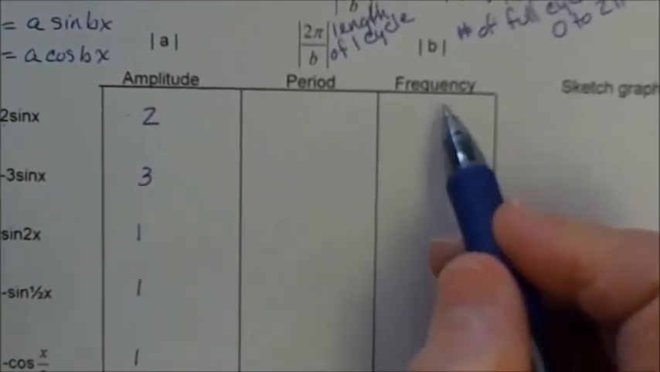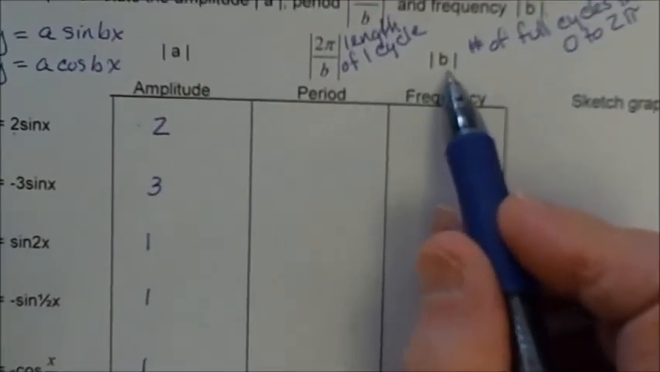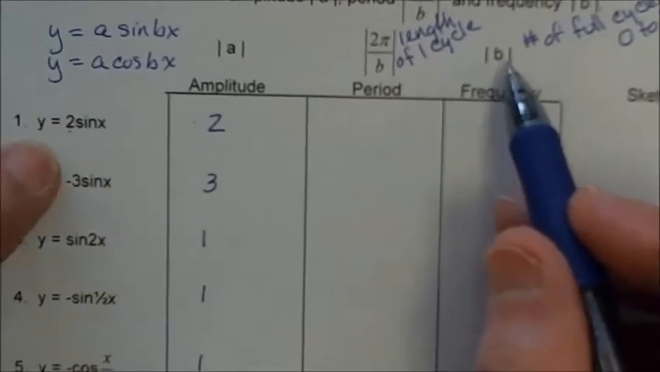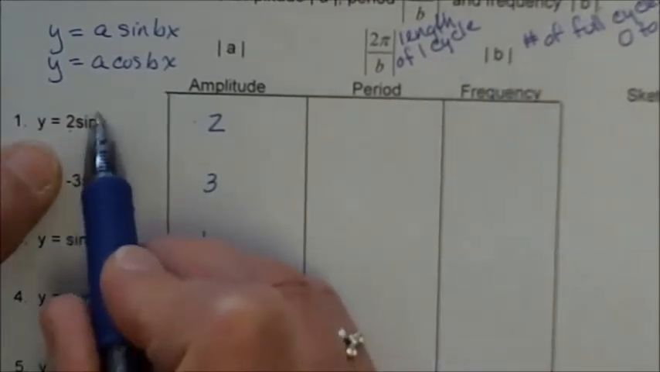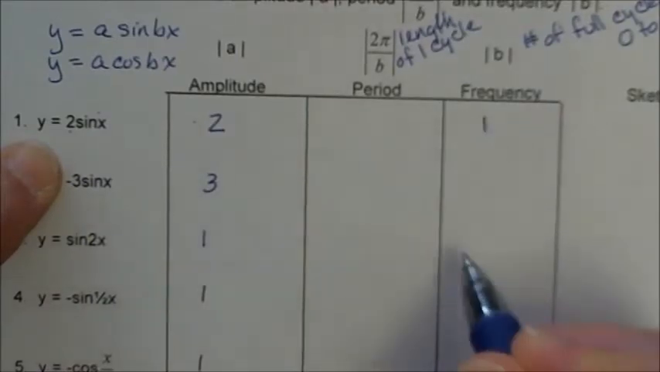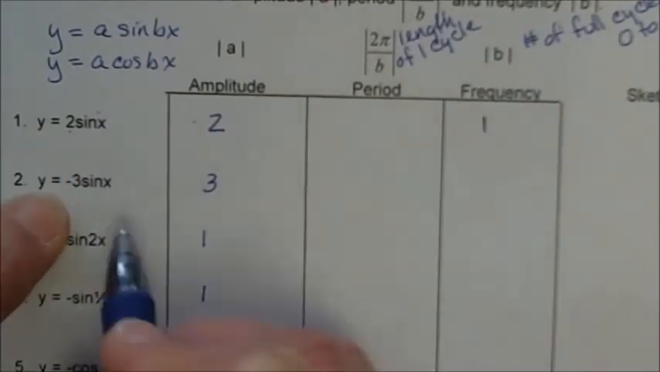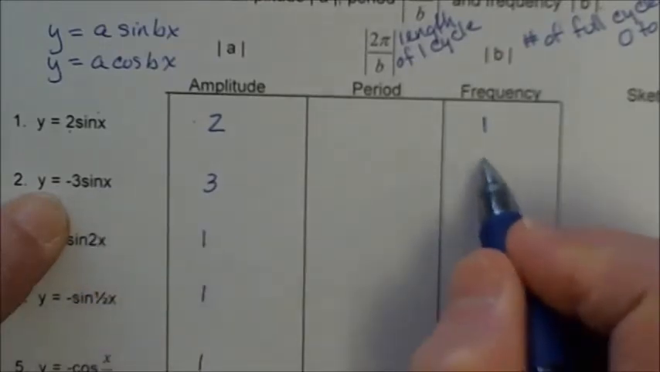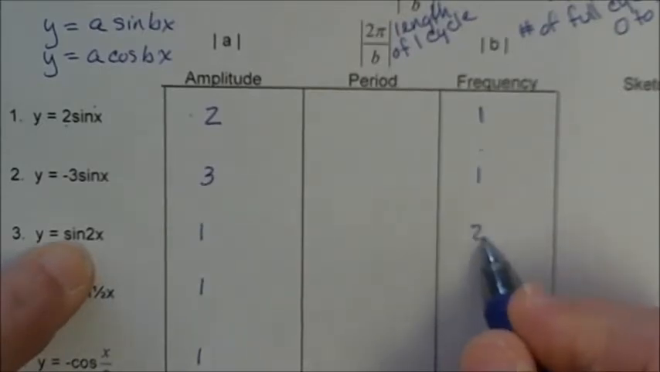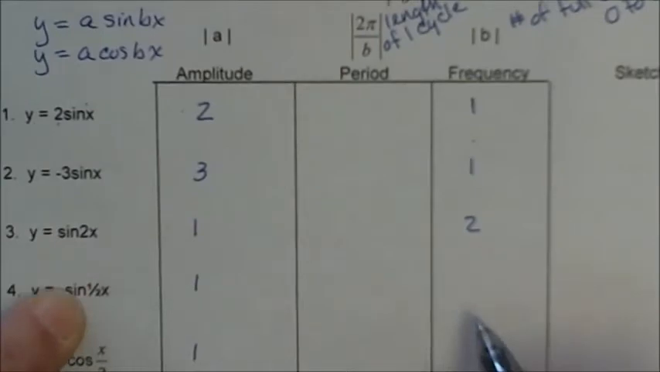Next, we're going to fill in the frequency, which is the absolute value of b. And b is the coefficient of your x, the number in front of x. So in number 1, the coefficient of x here is 1. So our frequency is 1. Number 2, the coefficient of x is 1. Number 3, our b value is 2. Number 4, our b value is 1/2.